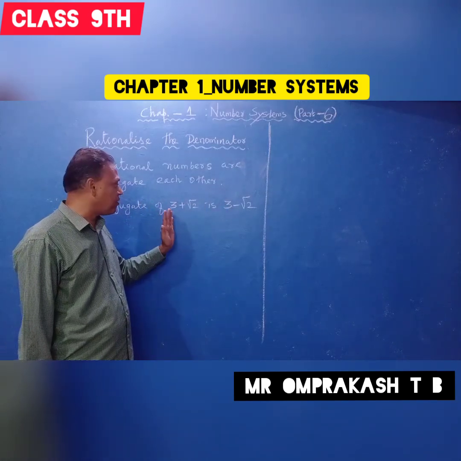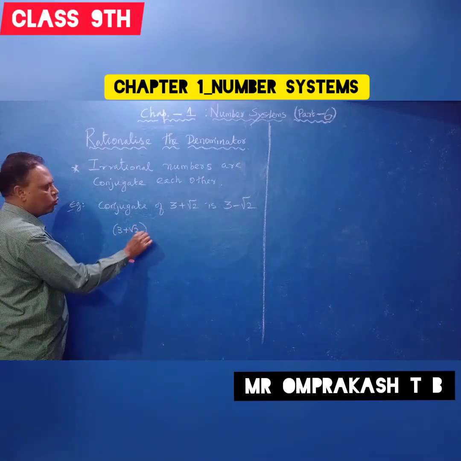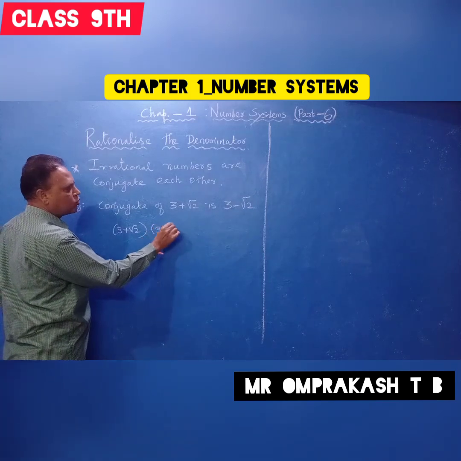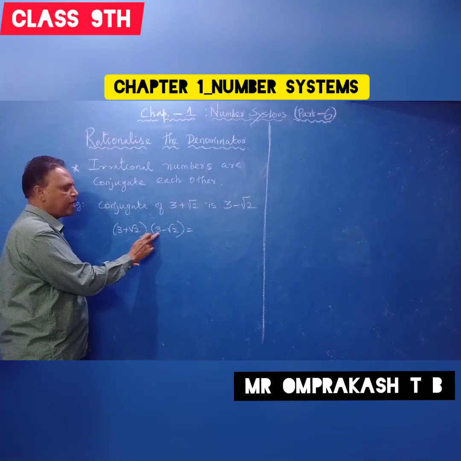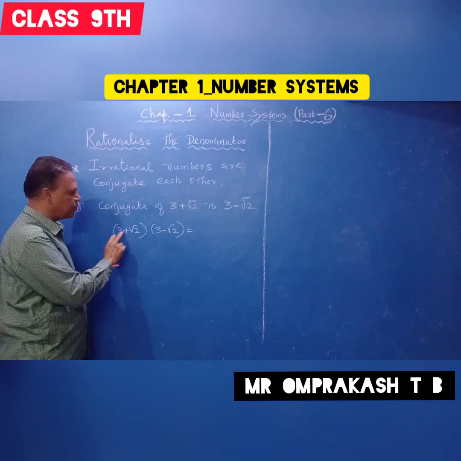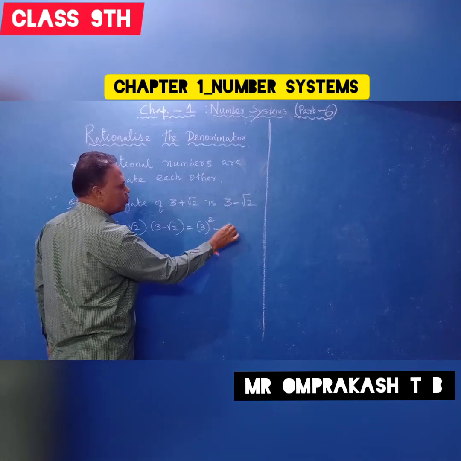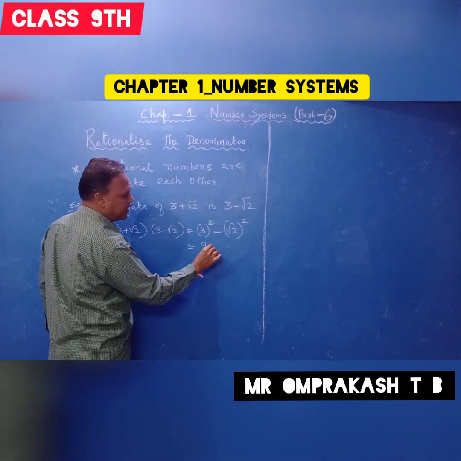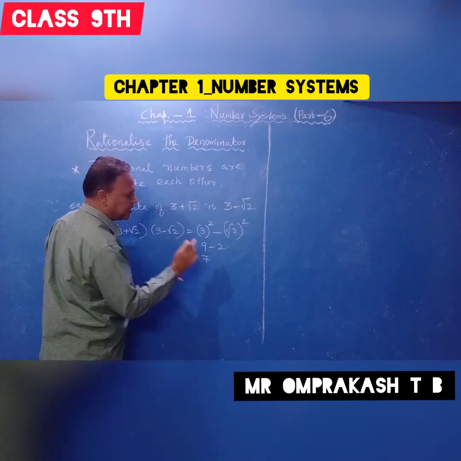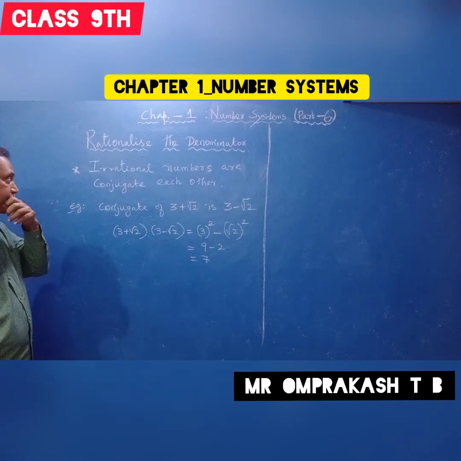When you multiply 3 plus root 2 into 3 minus root 2, what will happen? It is of the form a plus b into a minus b, which is a square minus b square, that is 3 square minus root 2 square. So 9 minus 2. Automatically you will get a rational number.